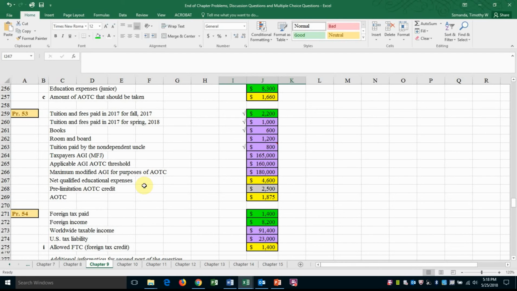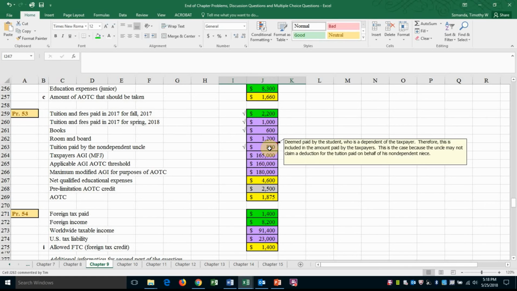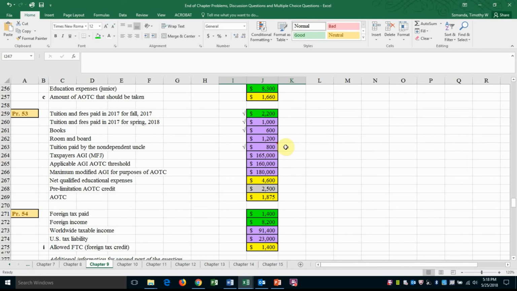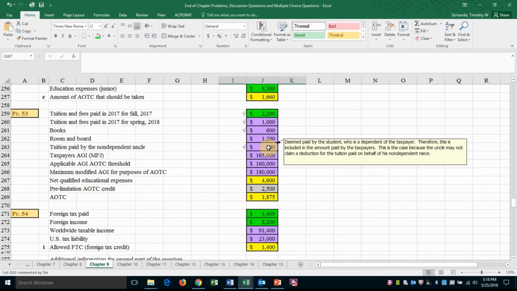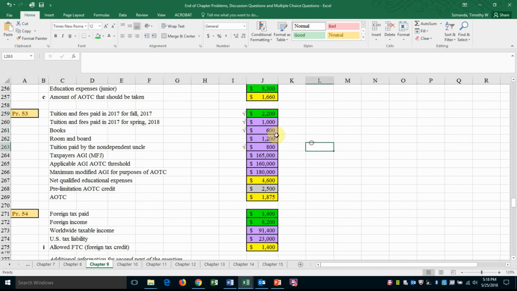And then they give us more information. I've changed a little bit of the information for 2017. And all I did here was list all the data, all the information they gave us. Now what's interesting about this is because if you read in the text, you'll notice that the uncle was non-dependent, and therefore the amount received by the uncle is deemed as received and paid by the student. Therefore, I put check marks at the amount of fees that qualify for our calculation. Room and board does not qualify, so that one will not be included.